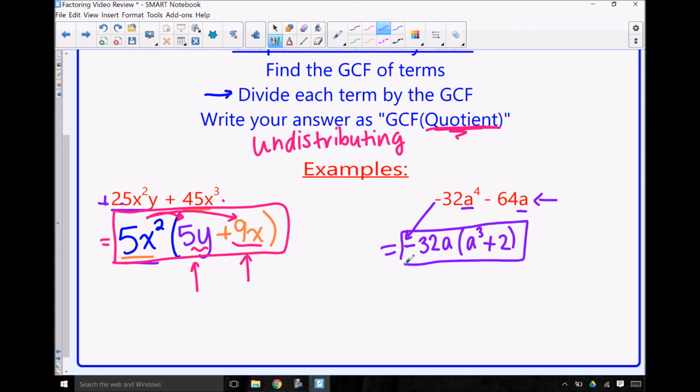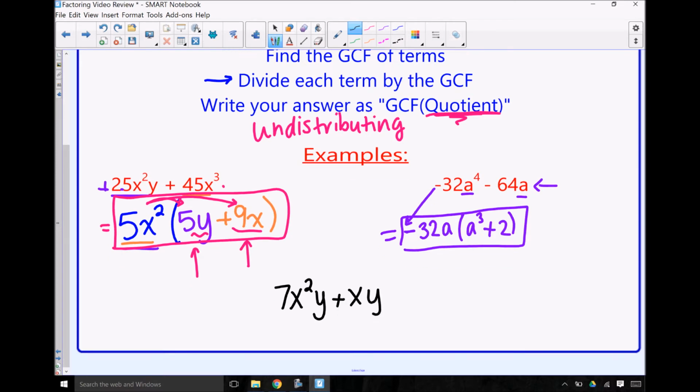Okay, I want to go over one last example with you guys, and that is 7x squared y plus xy. How do I factor this out right here?